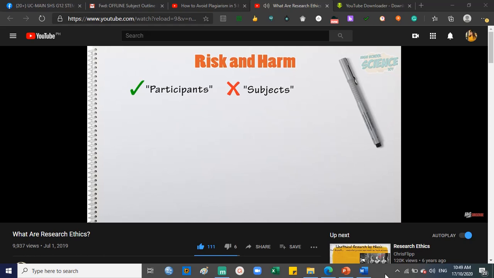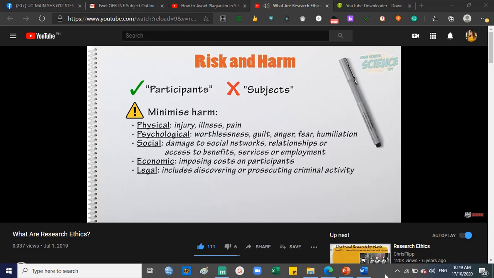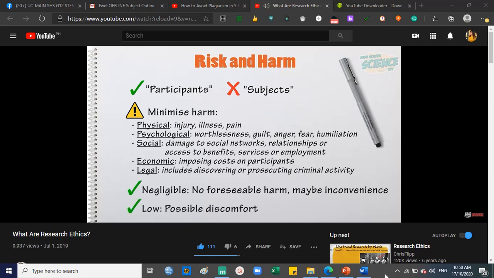A crucial part of the partnership between you as a researcher and your participants is to minimize the amount of potential harm you could cause to them. Harm can be physical, psychological, social, economic, or legal. Your research involving humans will have a certain level of risk attached to it. For example, it could be a negligible level of risk, which means there's no foreseeable risk and it may just cause some inconvenience to your participants, or it could be a low level of risk, in which case there might be a bit of discomfort.